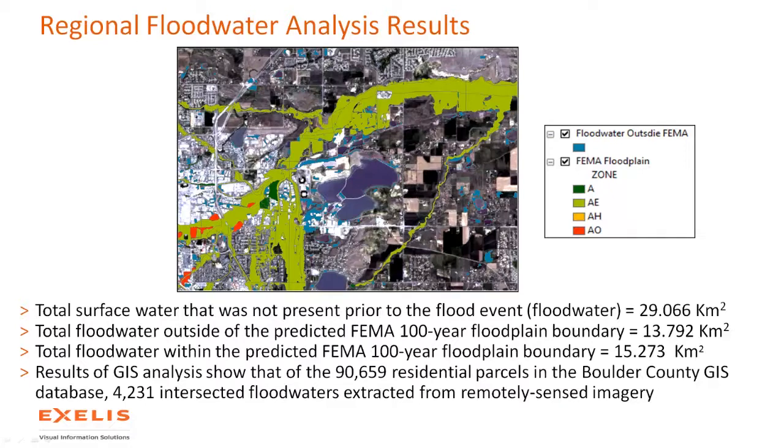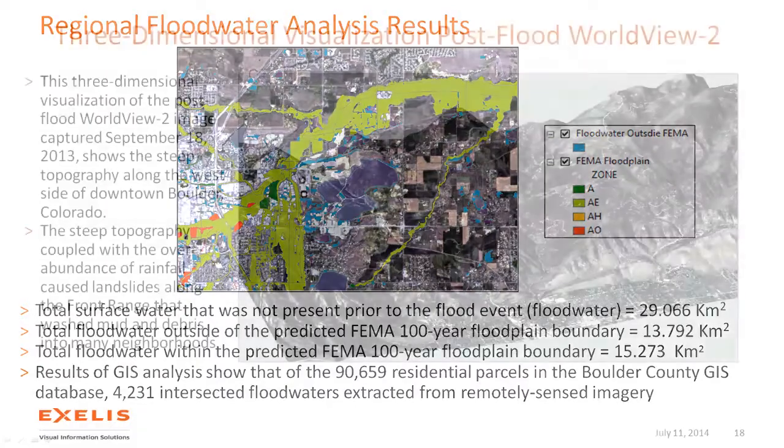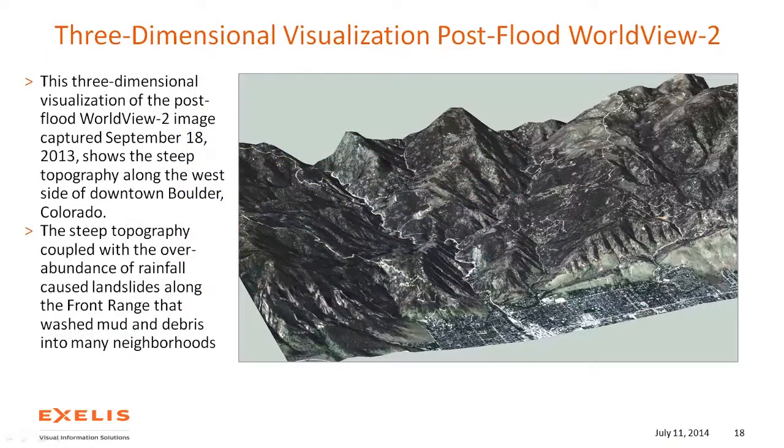These results might appear a little bit deceptive, as much of the water outside of the FEMA 100-year floodplain is either surrounding reservoirs or in isolated areas such as open fields, rather than within the proximity of a specific water channel. Let's now move on and take a look at our Tier 2 or neighborhood assessment using high-resolution WorldView 2 imagery, which has been provided by Digital Globe.